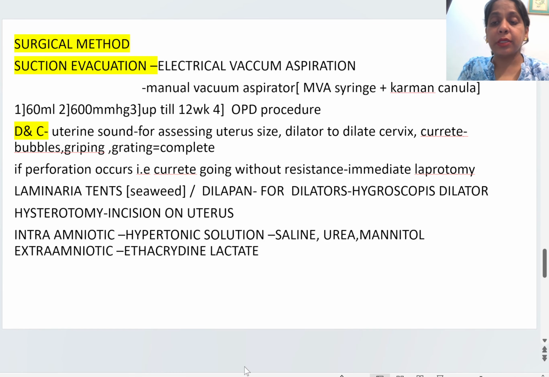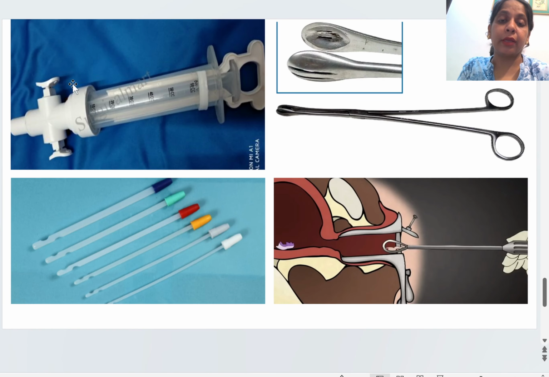Here are some images which can be asked to you. This is the MVA syringe which we talked about. Four points you need to remember: its capacity is 60 ml, quite a big syringe; the pressure built in it is 600 mmHg; it is a manual vacuum syringe, so we need no electric connection for it; and with this MVA syringe we can do suction evacuation up to 12 weeks.